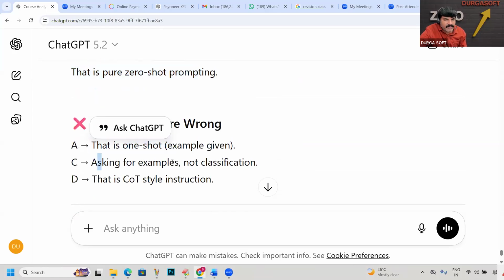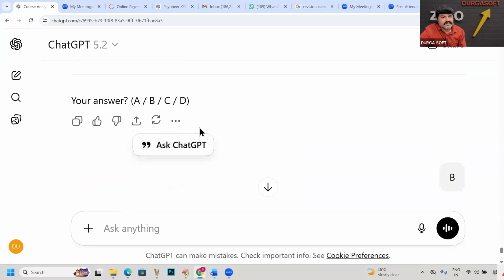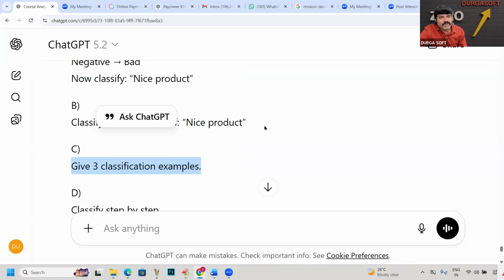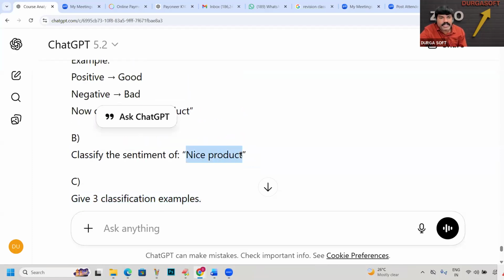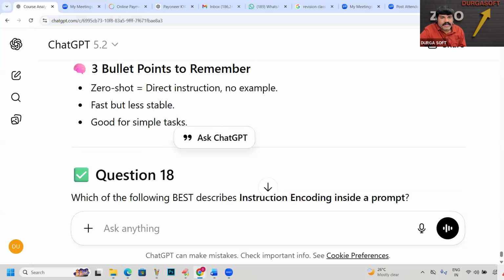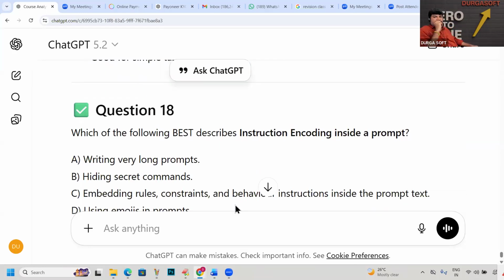Asking for examples, not classification. It will give three classification examples, it's a normal prompt. Can you please classify the sentiment of nice product? You are asking about classification, but you are not giving any example. It is nothing but fill in the blanks. Zero-shot means direct instruction, no example. Fast but less stable, good for simple tasks. Which of the following best describes instruction encoding inside a prompt? Have you remembered this concept we covered, right?